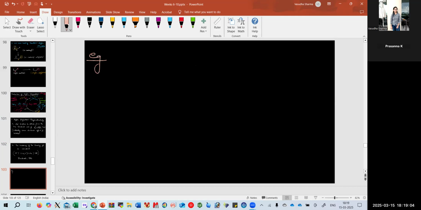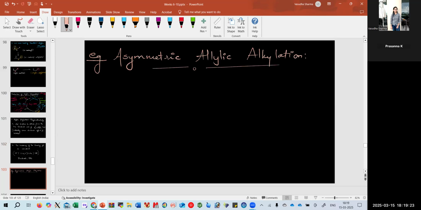So let's see one of the reactions which follows allylic alkylation. Now we are taking one example of asymmetric allylic alkylation. Asymmetric meaning wherever you will end up having some chirality in your system, there you will specify your asymmetric reactions. So firstly, I will talk about the group, and here is the other group.